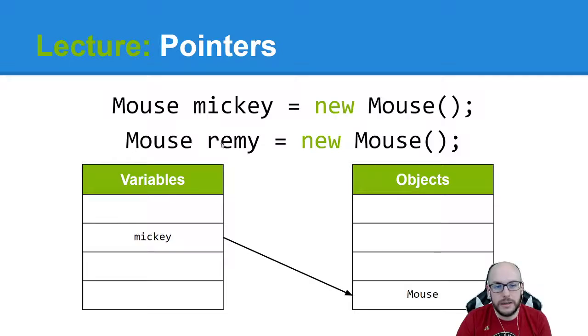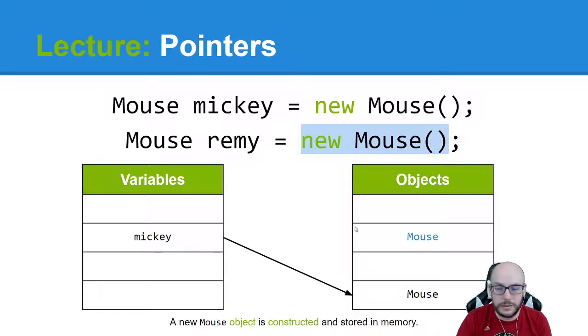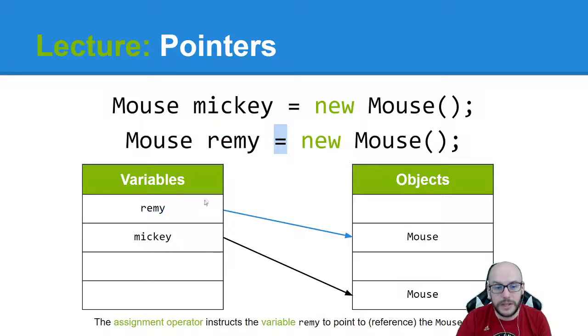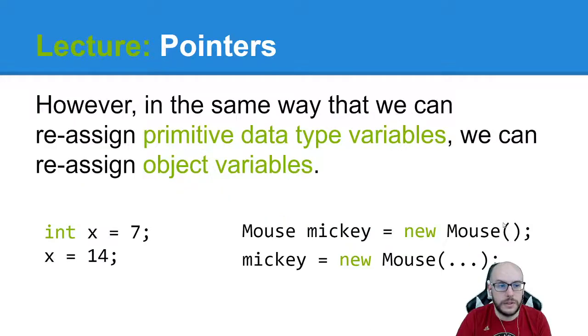If I come in and introduce Remy to the mix, we got a construction statement. We're going to create a new mouse on the right-hand side that gets added to my objects. We got a variable declaration over here on the left-hand side. We're creating Remy. Add that to my list of variables. And then I'm going to use the assignment operator to tell that variable to point to this object. So we see variables are pointing to their respective objects, right?